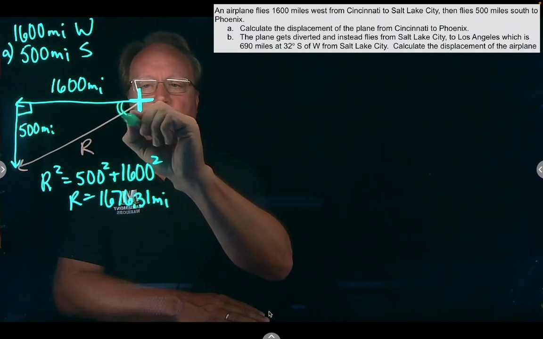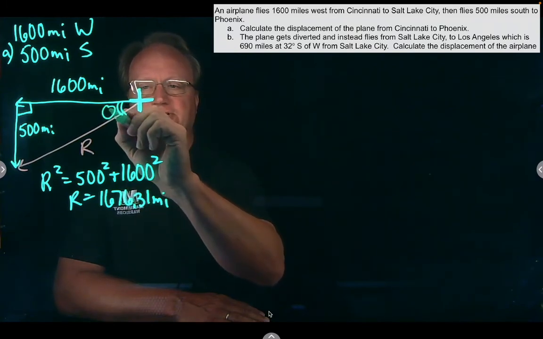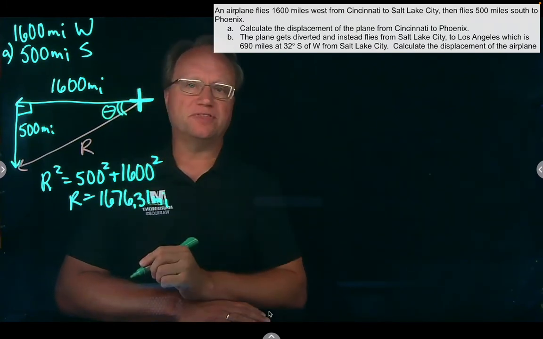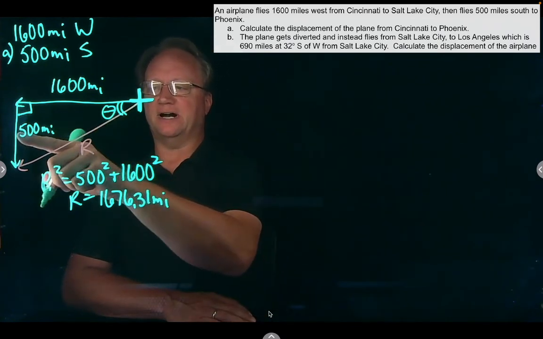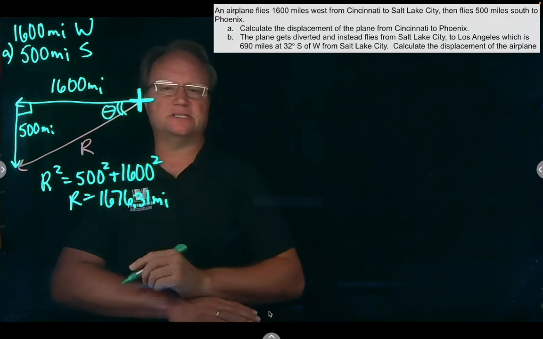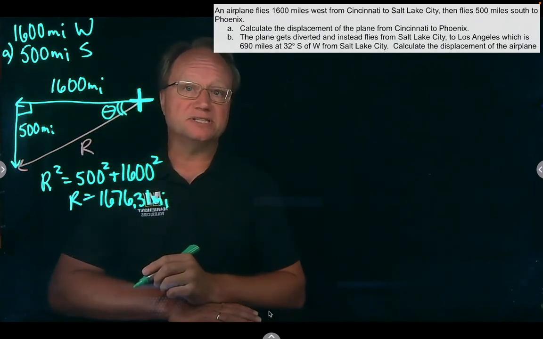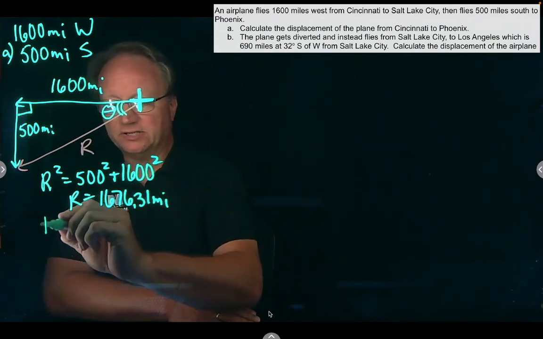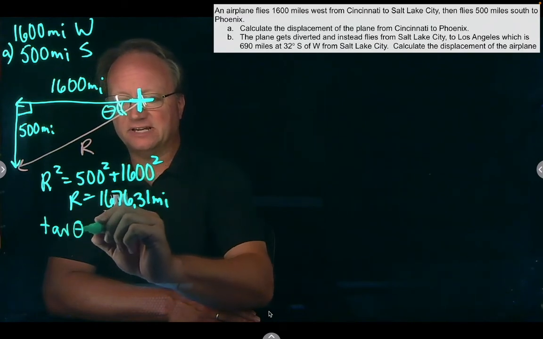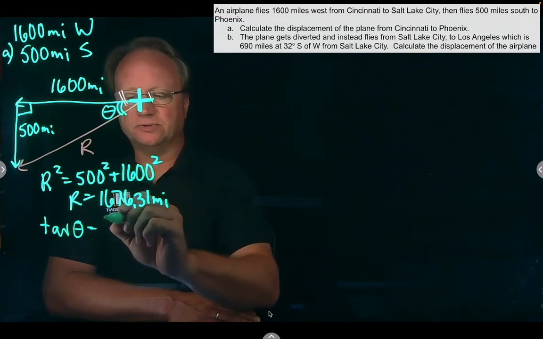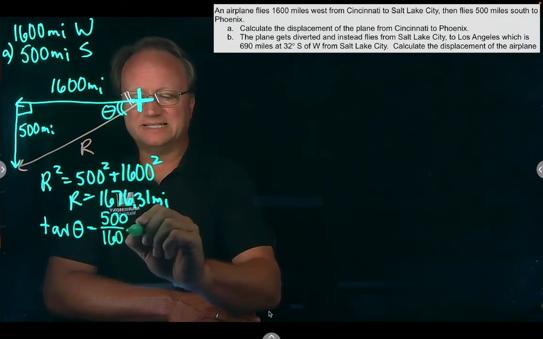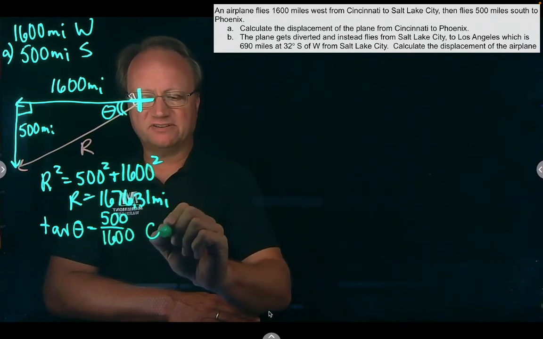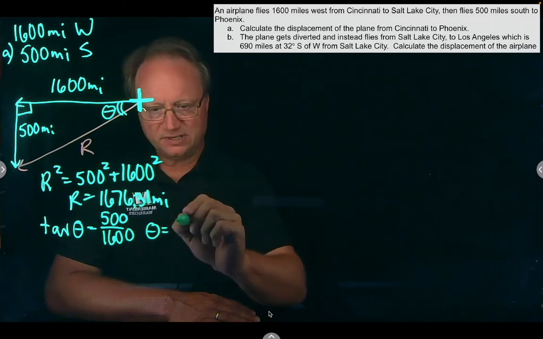To find the angle, it's always the angle by the starting point. We want to know where we have gone relative to that starting point. So I'm going to label theta on my diagram. And then from theta, we know the opposite side and the adjacent side. Opposite and adjacent, that's tangent. So I can use tangent of theta, and that's going to be equal to 500 divided by 1,600.